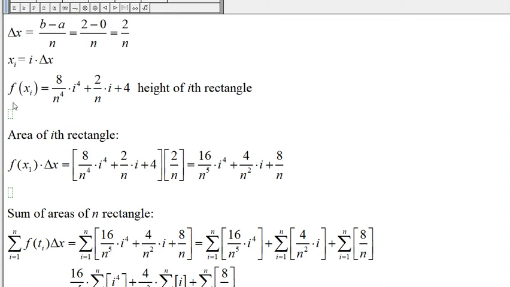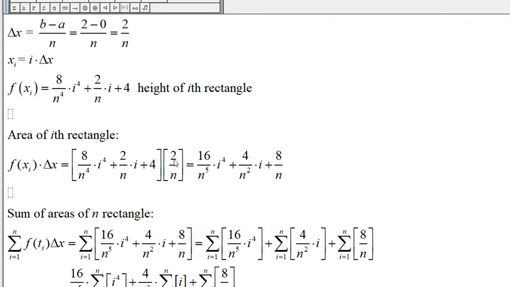And now let's get the area of the ith rectangle. So the area is the height times the width. So this is the height and this is the width. The height is this, and the width is 2 over n. This is the height of the ith rectangle, and this is the width of the ith rectangle. Since all widths are the same, there's no i here.